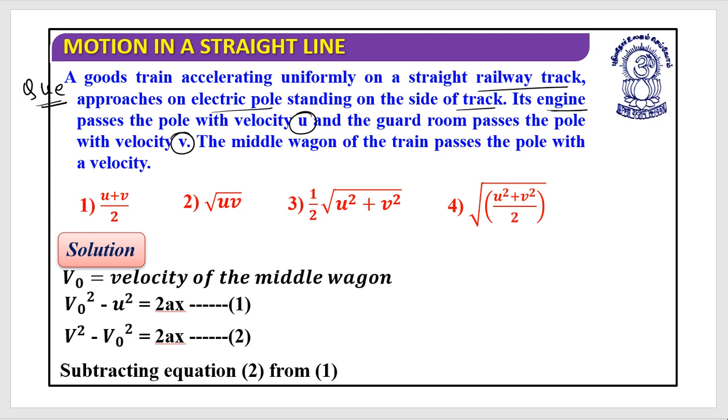The middle wagon of the train passes the pole with a velocity of... They have said that the initial velocity is u, the final velocity is v, and you need to find out the velocity with which the middle wagon of the train passes the pole. So how can you do this?